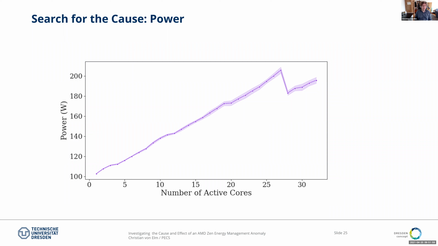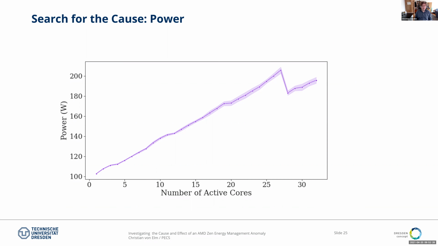And the first one we have looked at is overall system power. What I shortly want to mention here is that one can clearly see the light violet error corridor. Error corridors are present in all graphics, but the error corridor can be very, very small, so it's not noticeable in a lot of them.